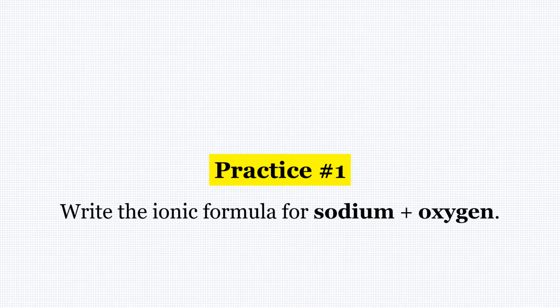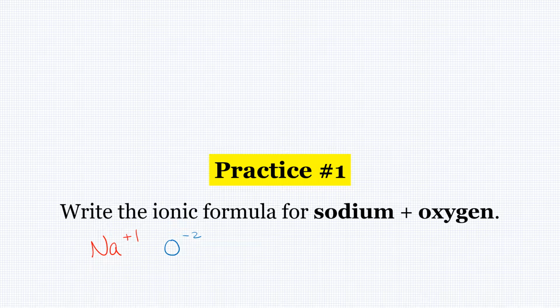So let's look at this one here. It says, write the ionic formula for sodium and oxygen. So sodium is going to be our cation. So if we look here, sodium has a charge of positive 1. It's a group 1 element. And oxygen has a charge of -2. Oxygen has 6 valence electrons, so it wants to pick up 2.